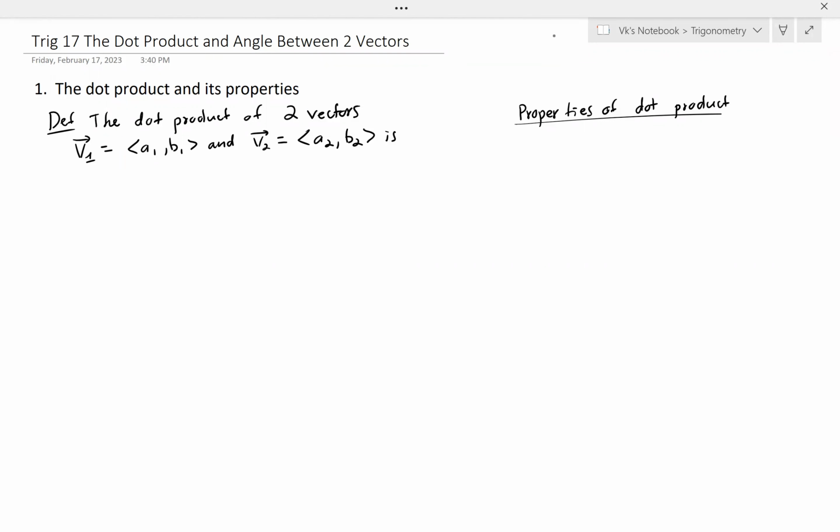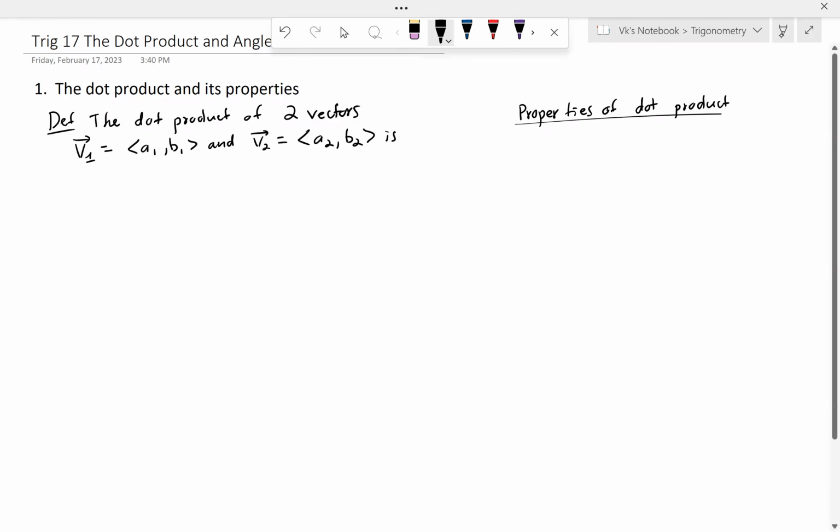Today we explore lesson 17, the dot product and angle between two vectors. Number one, the dot product and its property.